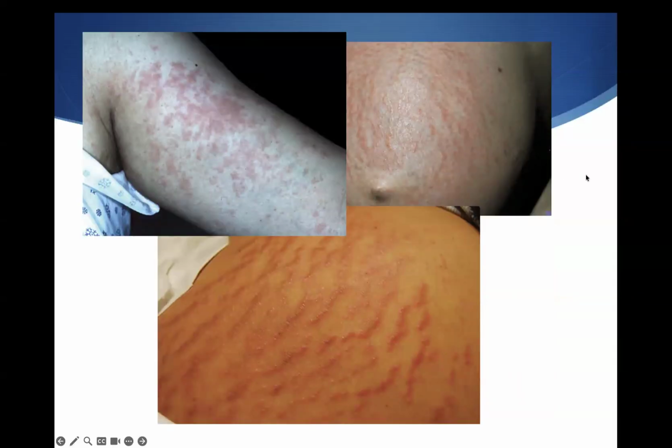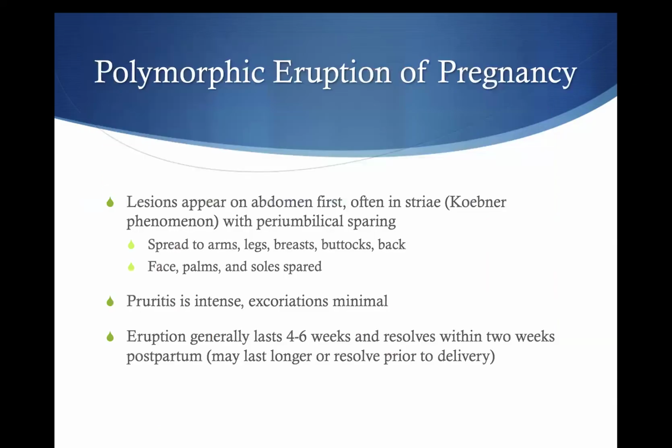Sometimes it's more confluent and patchy, but again, often very linear, like you see here. So the lesions initially tend to show up on the abdomen, periumbilical, often in stria. When a rash shows up in an area of skin trauma, that's called the Koebner phenomenon. And actually, the umbilicus itself is often spared. Then it can spread to the arms, legs, breast, buttocks, back, and in this instance, the face. The palms and the soles are spared.